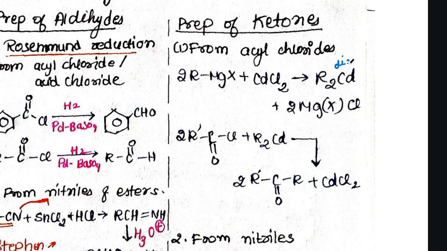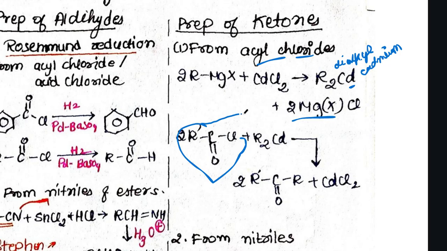Of course, dialkyl, because two R are there, and Cd is cadmium. So this is dialkyl cadmium plus 2MgXCl. We are not concerned with the 2MgXCl. We only need this dialkyl cadmium. So this acyl chloride. What is this acyl chloride? This is my acyl chloride over here.